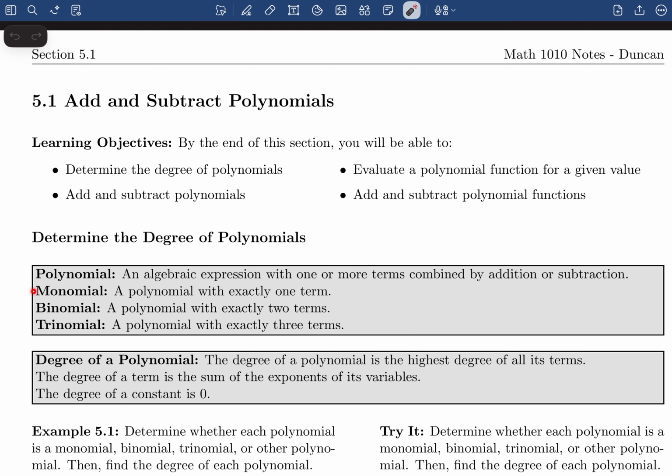Now, we need to get you comfortable. My goal is to get you comfortable multiplying a monomial by a monomial, or a monomial by a binomial, or a monomial by a trinomial, or a binomial by a binomial, or a binomial by a trinomial. My goal is to mix it up so that you could do any of this.